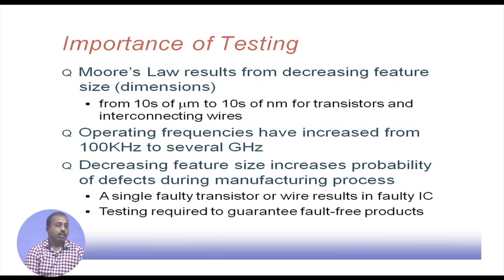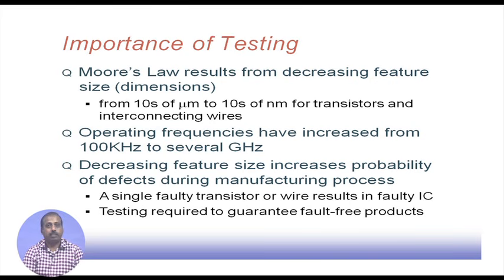This is what has happened over the years to keep in accordance with Moore's law. The transistor sizes have gone from the micrometer to the nanometer range, and they are decreasing further. Interconnecting wires are also reducing in size. On the other hand, operating frequency has increased, from 10 kilohertz to 100 kilohertz to several gigahertz. So, the frequencies are increasing that way.